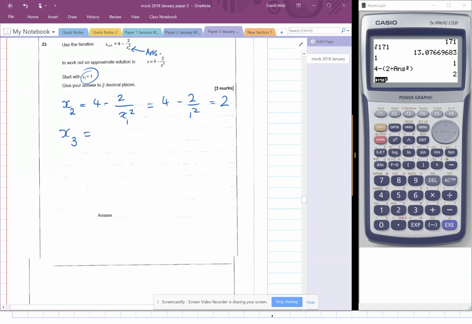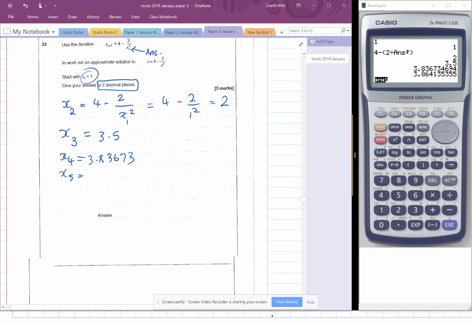Now, it says 2 decimal places, so that means I want to keep writing down my answers until they agree to 2 decimal places. So press equals on your calculator, I get 3.5. So now we're going to get x4. That's 3.83673. x5, next one is 3.8641. Do they agree to 2 decimal places? Not quite yet. Keep going.